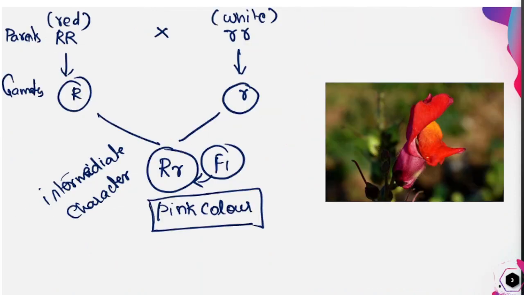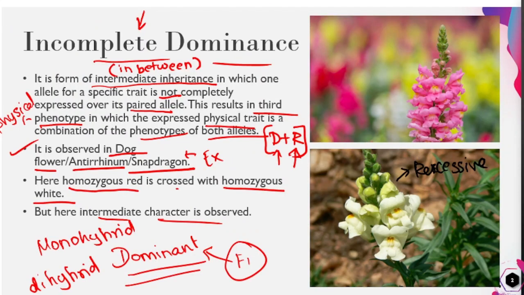This red color flower is dominant in type. This red color flower is crossed with this white color flower, recessive type. Automatically what is produced? This pink color F1 progenies are produced. Clear everybody? Got that? Okay.